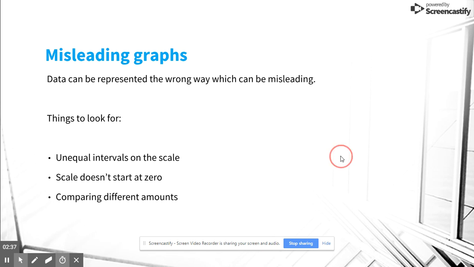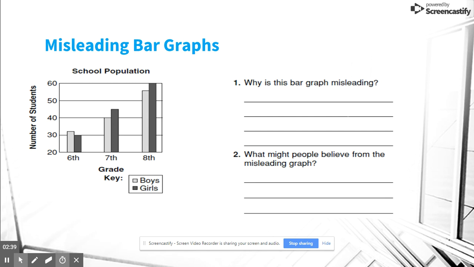Now let's first take a look at a bar graph. If you look at this bar graph, we're looking at school population. Our y-axis is talking about the number of students, and we're comparing boys and girls population of the 6th, 7th, and 8th grade. So just by looking at the graph, why might this graph be misleading?